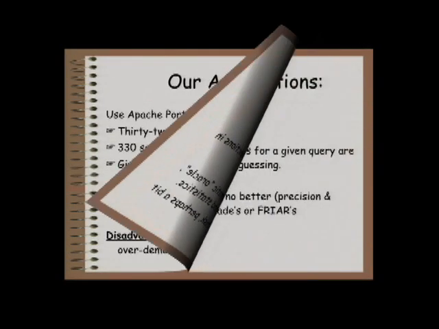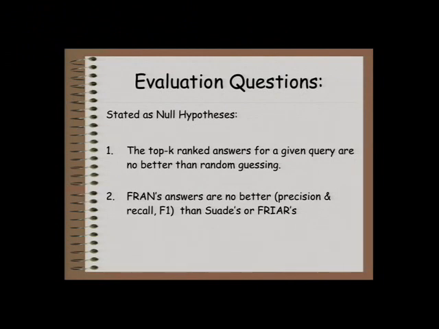The evaluation question, stated as a null hypothesis, is that the tools don't do it: given a tool, it doesn't do any better than random guessing. That is, you take the set of functions and pick them at random, and the tool doesn't do any better than that. The second hypothesis is that the answers we give, in terms of precision and recall, are no better than the other tools. These are the hypotheses we want to reject, that our tool actually does better than random guessing and performs better than the existing tools. And in fact, we do reject them.